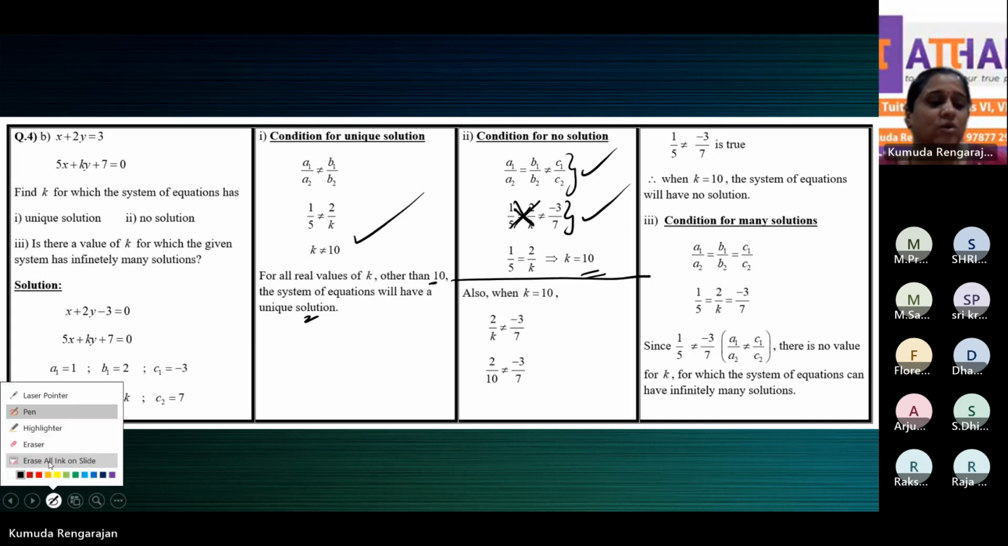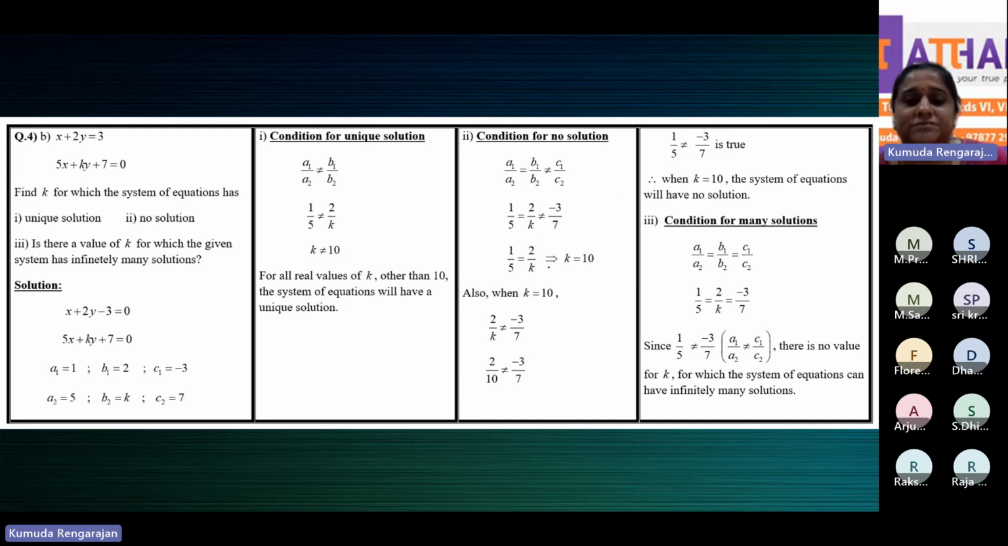That's all. What are you doing here? You're just verifying. Use K equal to 10 here. 2 by 10 is not equal to minus 3 by 7. Just check if it is right. So yes, 1 by 5 is not equal to minus 3 by 7. That's true. That's why you're just checking. So when K is 10, the system of equations has no solution.